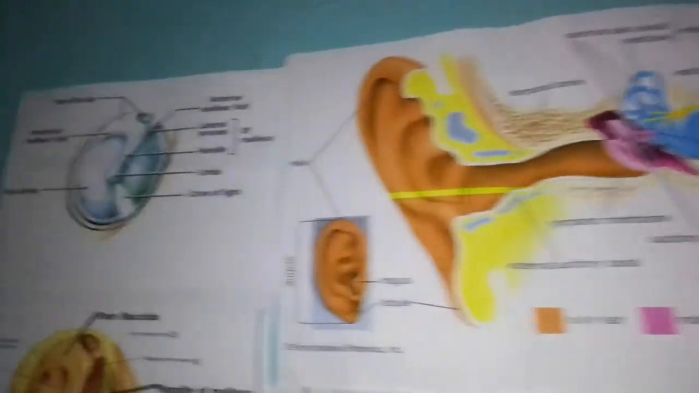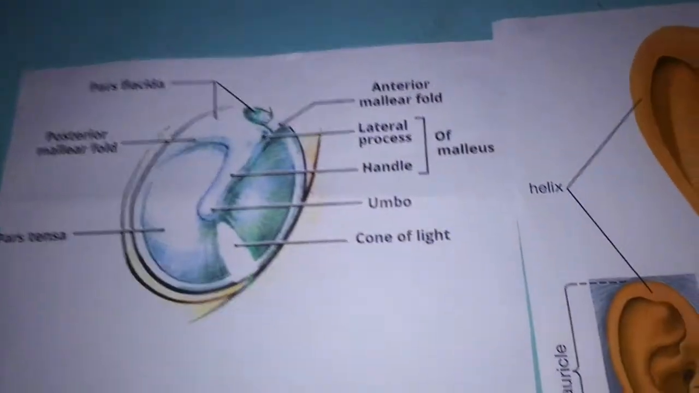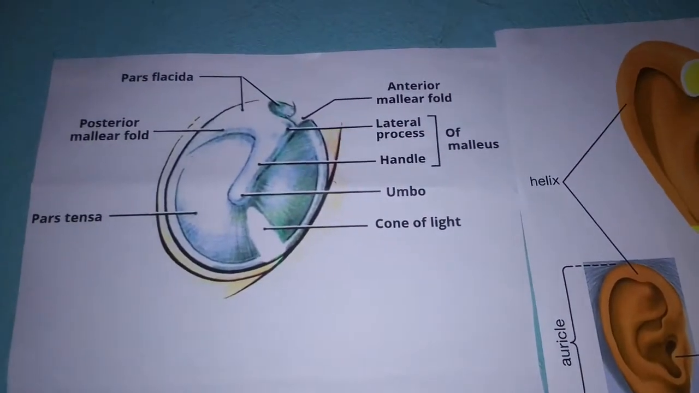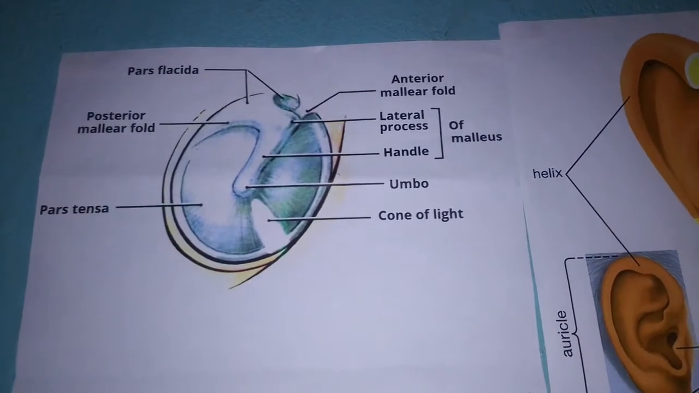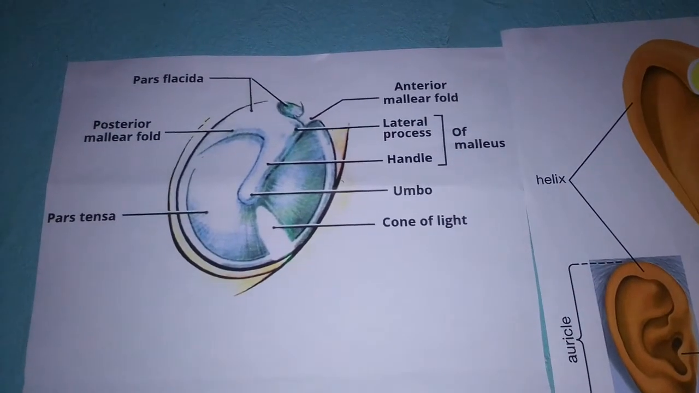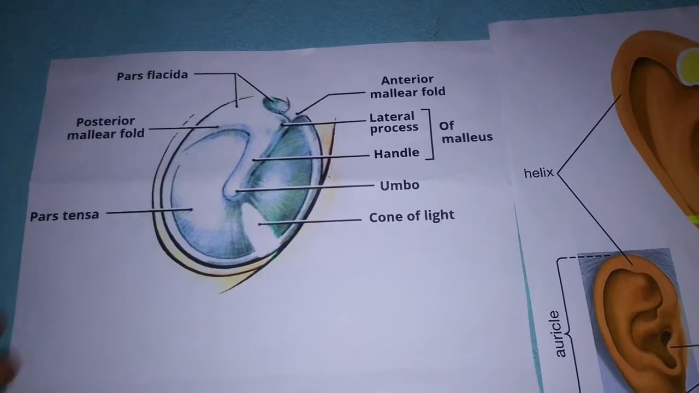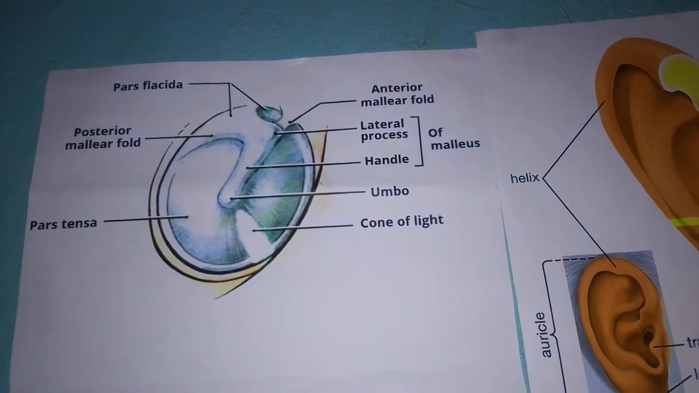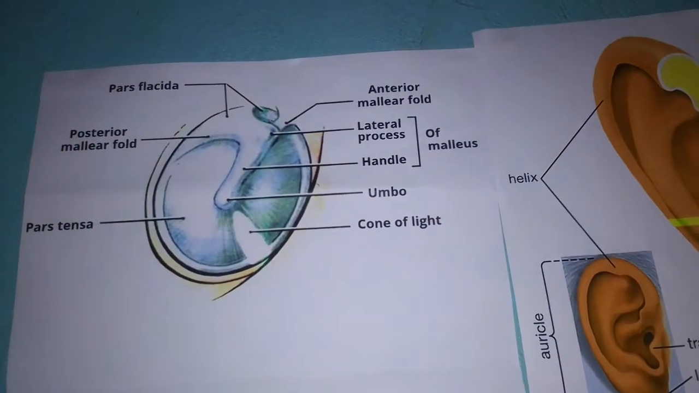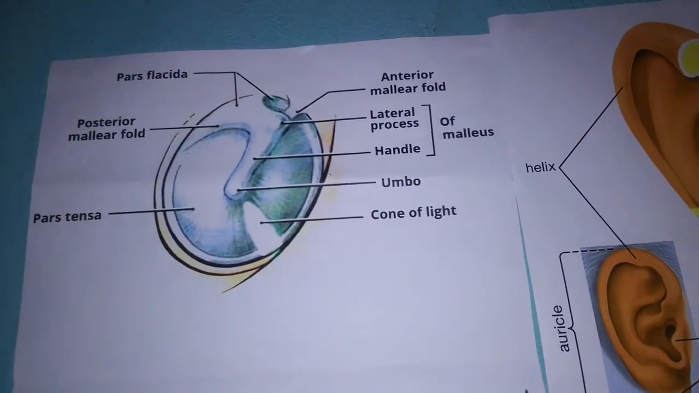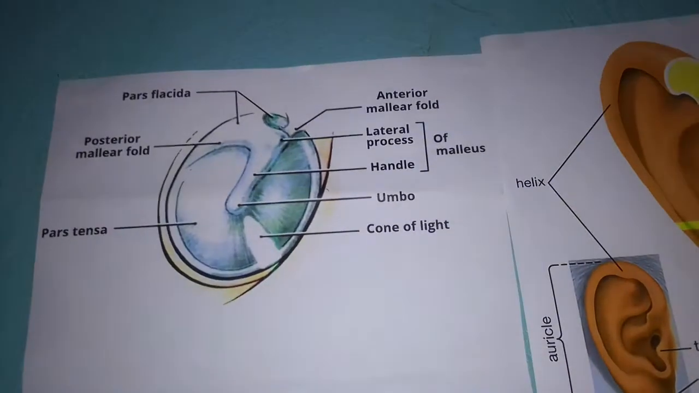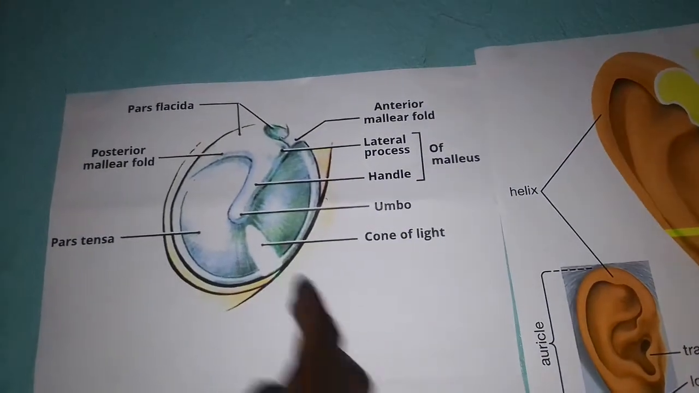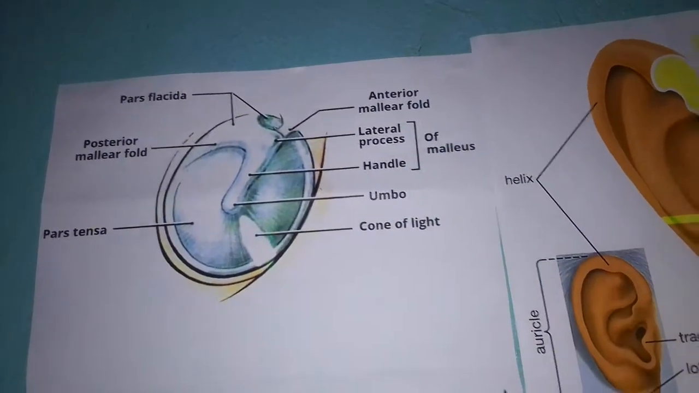Now we come to the structure of the tympanic membrane, where we have the pars flaccida, the posterior malleolar fold, the pars tensa, and then the anterior malleolar fold here. Then you also have the lateral process of the malleus, the handle of the malleus here. We also have the umbo and the cone of light, which is shining.